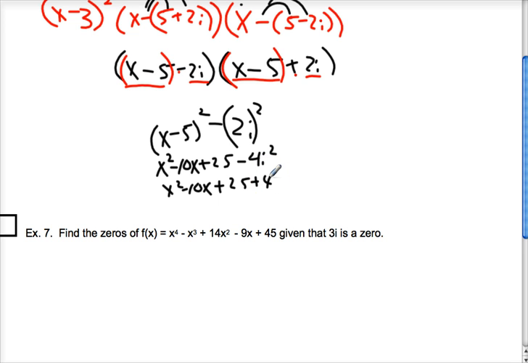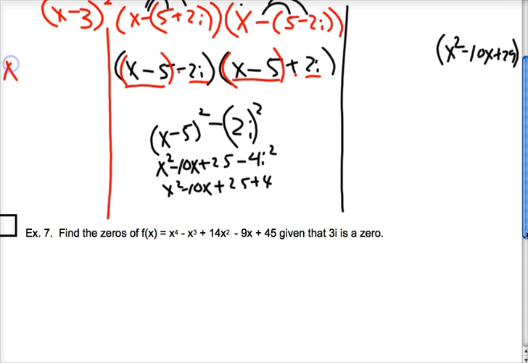So my right-hand side would have turned into x squared minus 10x plus 29. My left-hand side would be first one squared, twice the product, last one squared, x squared, so I'm just squaring that.